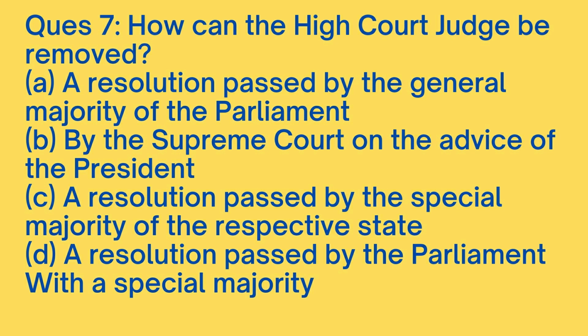How can the High Court judge be removed? A resolution passed by the general majority of the Parliament, by the Supreme Court on the advice of the President, a resolution passed by the special majority of the respective state, a resolution passed by the Parliament with a special majority. High Courtৰ জাজক পাৰ্লিয়ামেণ্টৰ স্পেচিয়েল মেজৰিটিৰ জৰিয়তে ৰিমুভ কৰিব পাৰি। So D. A resolution passed by the Parliament with a special majority.